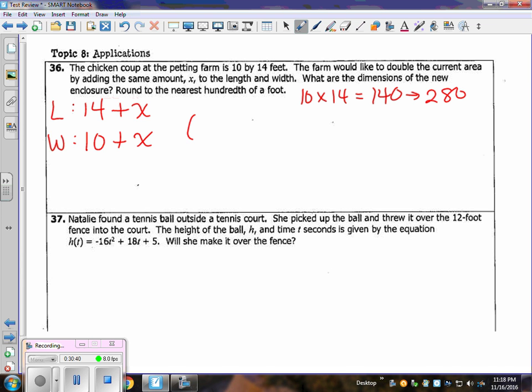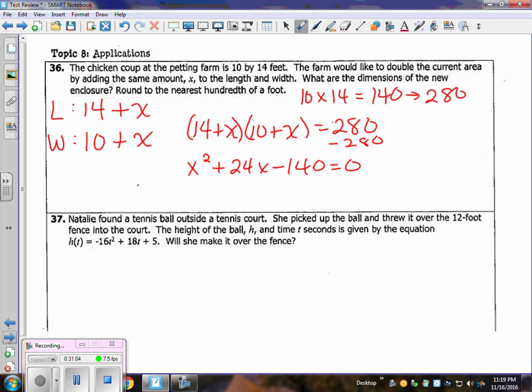Okay, so length times width gives me an area of 280. I'm going to go ahead and lobster claw, and then be sure you bring that 280 over to the other side. So you would end up with x squared plus 24x minus 140 equals 0.